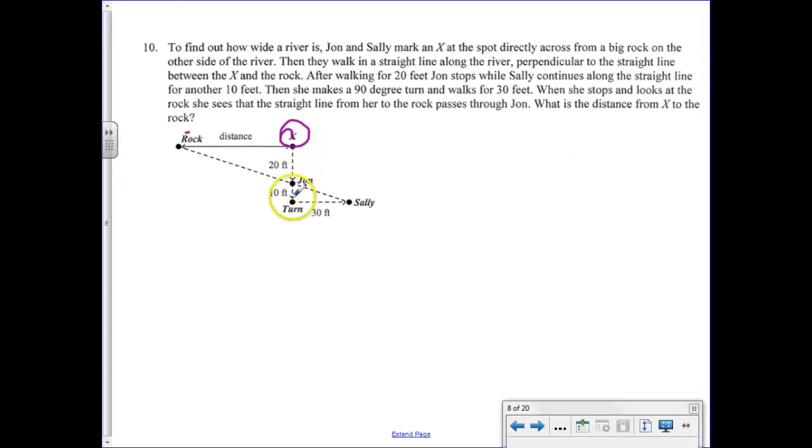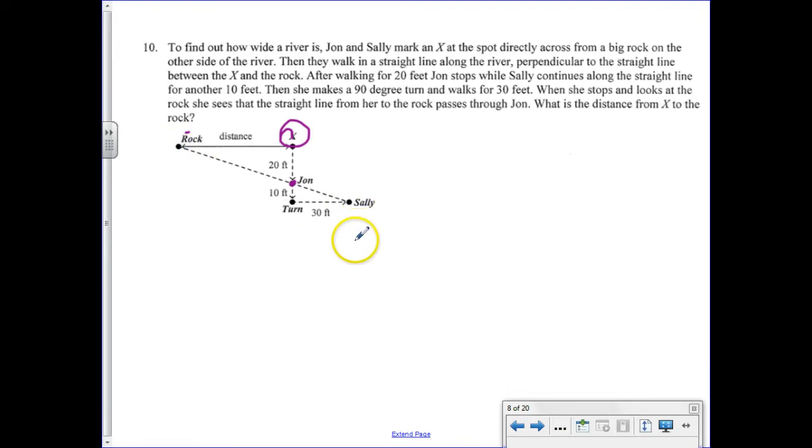So this is where they walked. After walking for 20 feet, John stops, while Sally continues along the straight line for another 10 feet. Then she makes a 90-degree turn and walks for 30 feet. Goodness sakes, I'm glad they drew this picture for me. When she stops and looks at the rock, she sees that a straight line from her to the rock passes right through John. What is the distance from X to the rock?